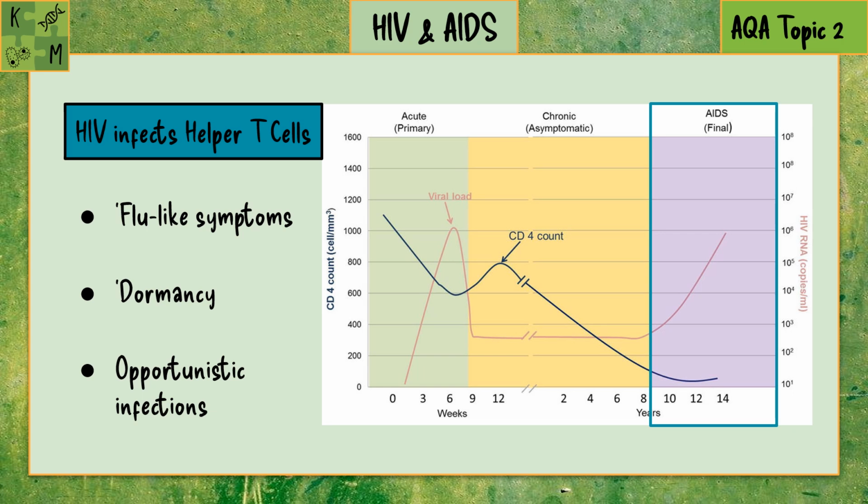Nowadays, the progression to AIDS can be slowed using antiviral drugs. However, there's currently no vaccine against HIV and no cure for AIDS.